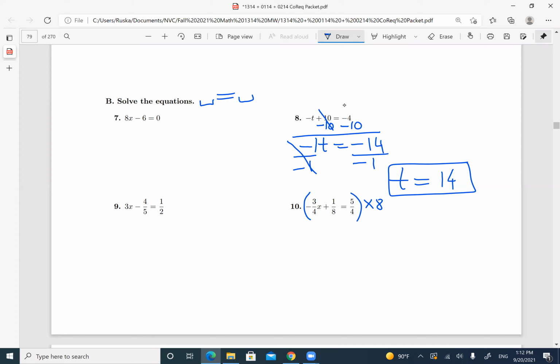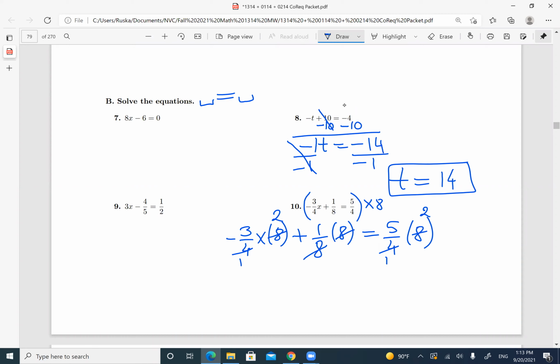And I'm going to rewrite it so you can see step by step. So I multiplied each term by 8. So it's going to be negative 3 over 4x, and I'm multiplying also by 8, plus 1 over 8, multiplying by 8, equals 5 over 4 multiplying by 8. Multiplying each of those terms by 8. And when I do that, what happens? 8 divided by 4 is 2. 8 and 8 cancel. And 8 divided by 4 is another 2.